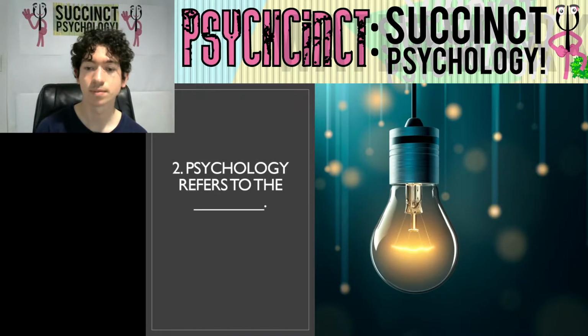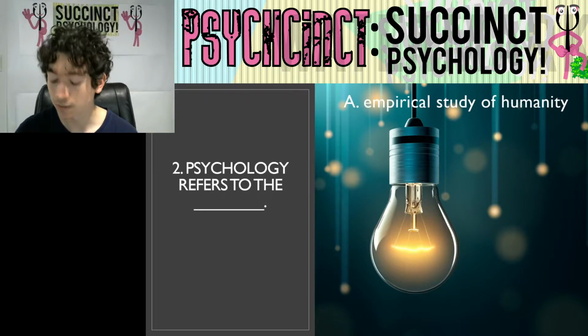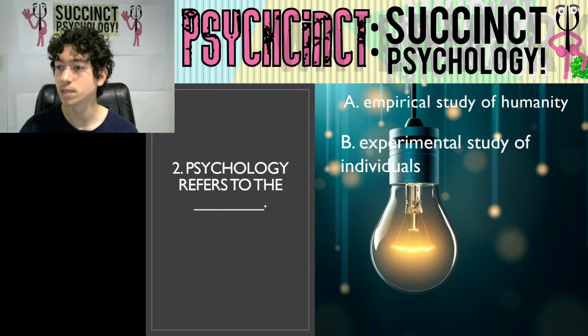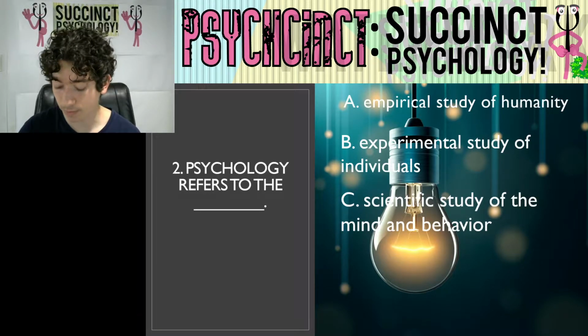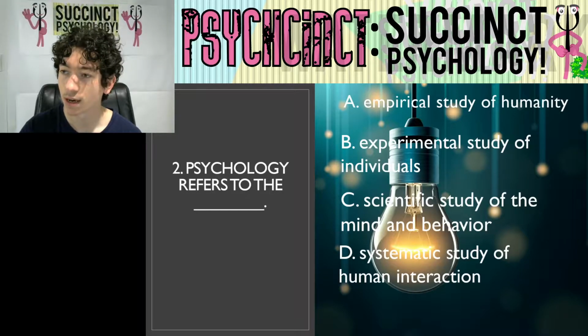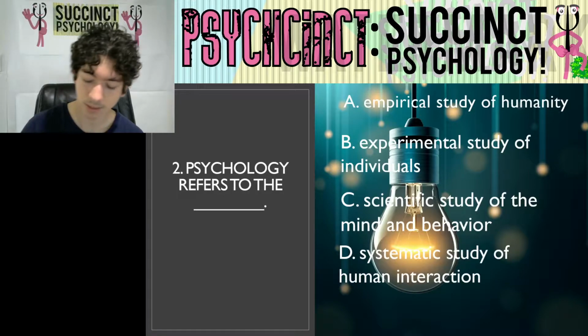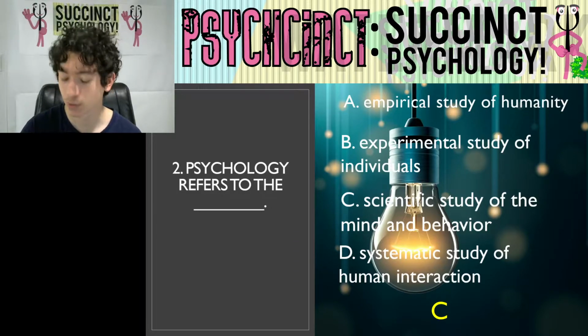So question 2. Psychology refers to the A. Empirical study of humanity, B. The experimental study of individuals, C. The scientific study of the mind and behavior, or D. The systematic study of human interaction. You can be confused with this question in quite a few ways, but the answer is in fact item C, the scientific study of the mind and behavior. If you read the first part of your chapter, you would know this one.